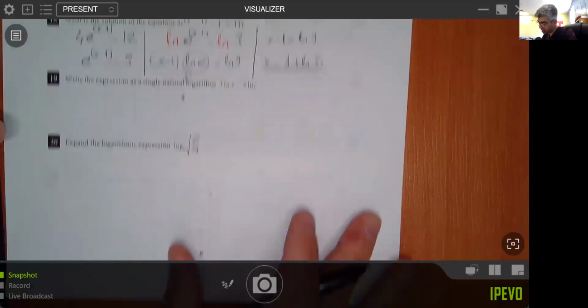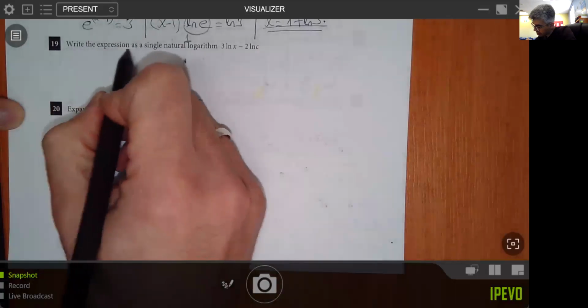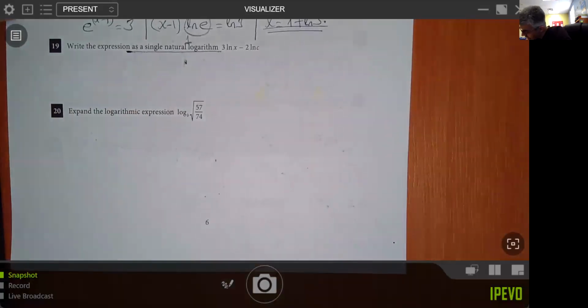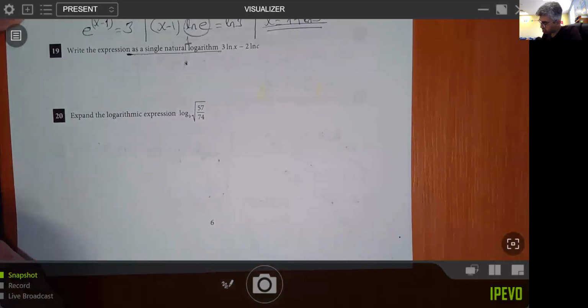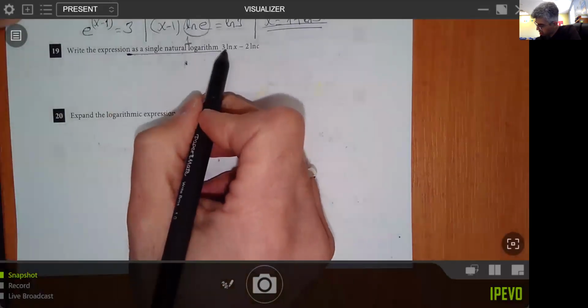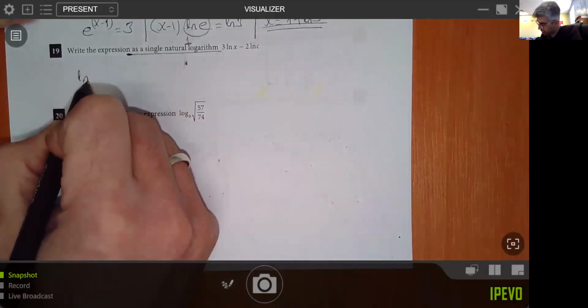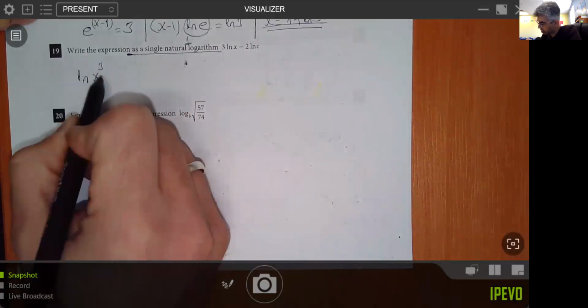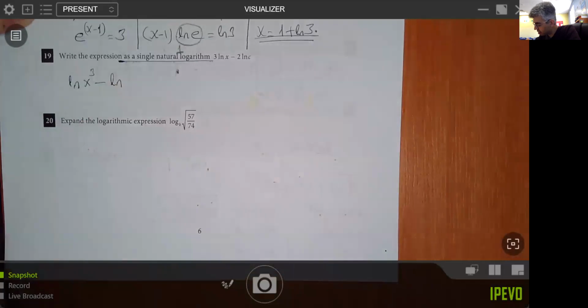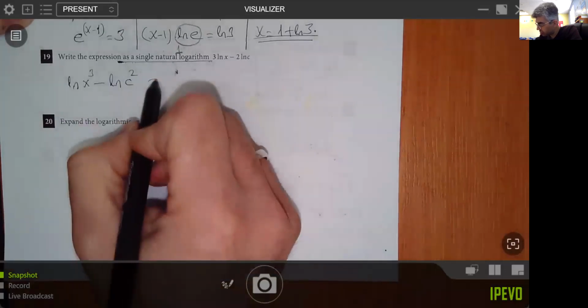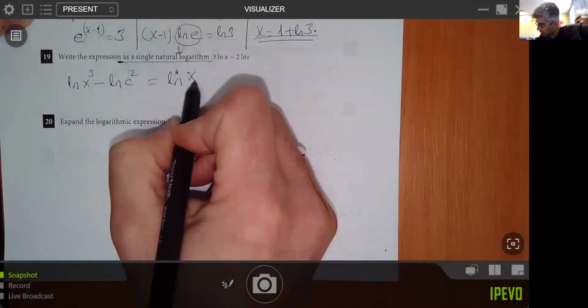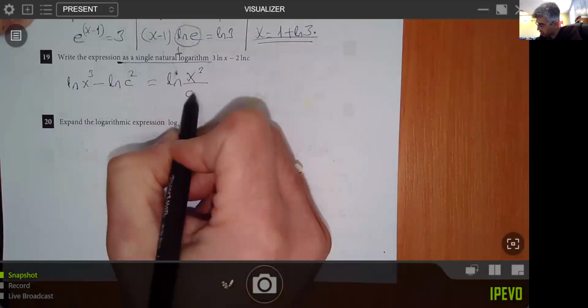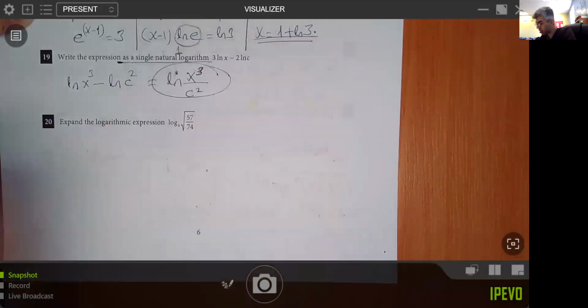Okay, number 19. Write the expression as a single natural logarithm. Yeah, we had ln c. We had this kind of question. It is easy, so we have to go back. 3 ln x can be written as ln x cubed. Minus, we have 2 ln c, which can be written as ln c squared. And since this is subtraction, I can write it as ln of x cubed over c squared. This is the single natural logarithm.